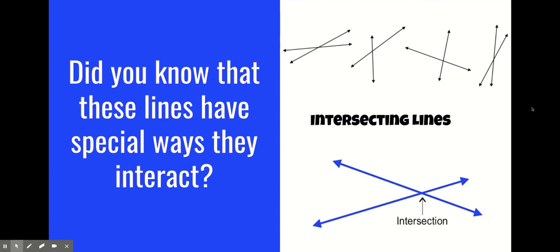The place where they cross over is called the intersection. Here's how I show intersecting lines. How do you do intersecting lines with your arms? Make sure you do a face as cool as mine.